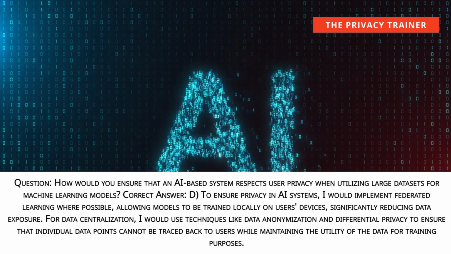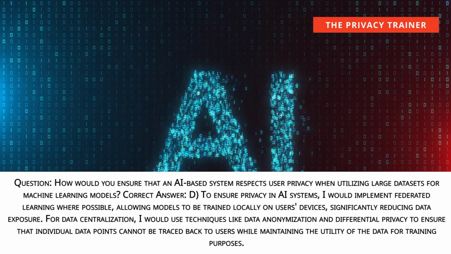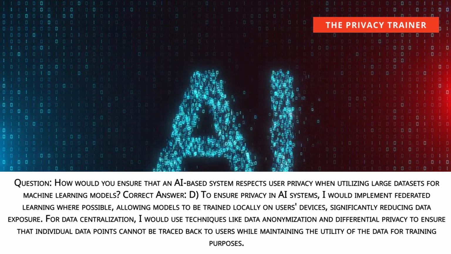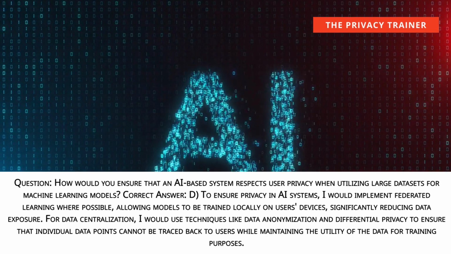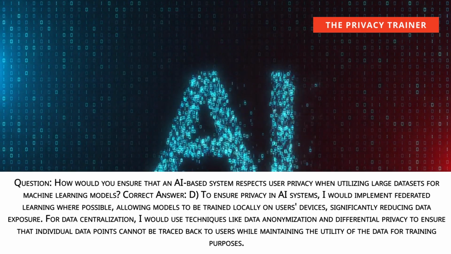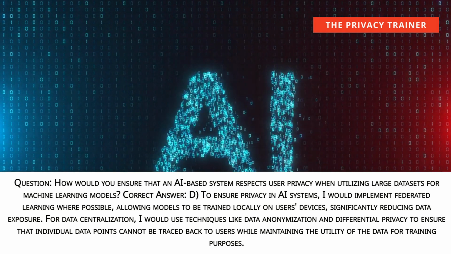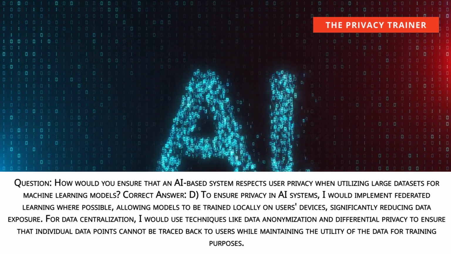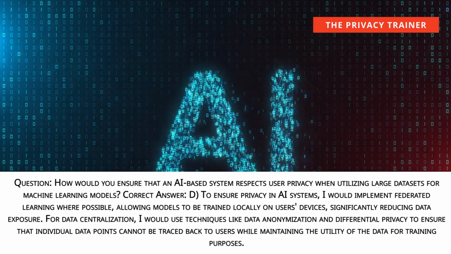Question: How would you ensure that an AI-based system respects user privacy when utilizing large datasets for machine learning models? Correct answer: D. To ensure privacy in AI systems, I would implement federated learning where possible, allowing models to be trained locally on users' devices, significantly reducing data exposure. For data centralization, I would use techniques like data anonymization and differential privacy to ensure that individual data points cannot be traced back to users while maintaining the utility of the data for training purposes.